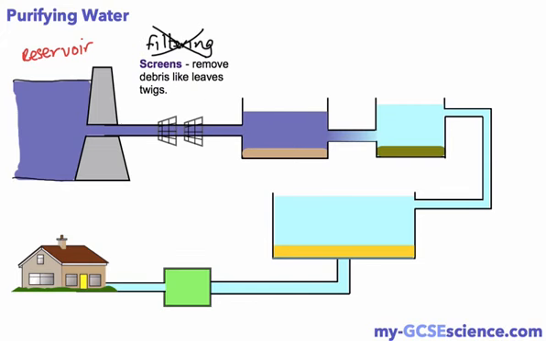Okay, now the next stage after that is where we have what we call a settlement tank, and this is where any sand or soil just settles out. So it sits in this tank for quite a little while, and as it sits there, all the sand and soil and bits and pieces can settle out, and we have removed another amount of impurities that are in there.